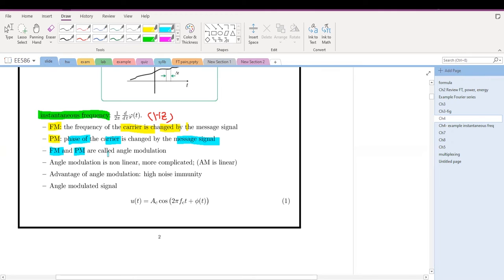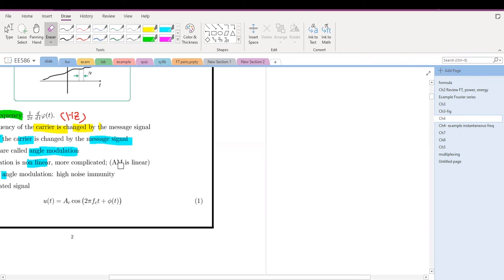FM and PM are both called angle modulation, and angle modulation is nonlinear. It's more complicated than AM modulation because AM is linear. Now let's explain why AM is linear. Suppose I have a message m(t). It can be decomposed into two parts, so m(t) is a linear combination of m1(t) and m2(t).